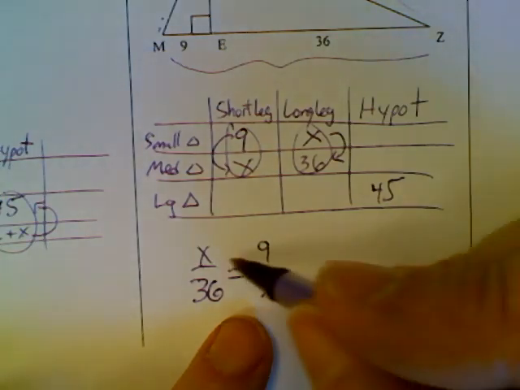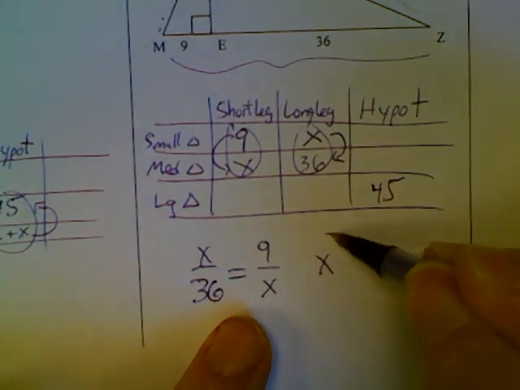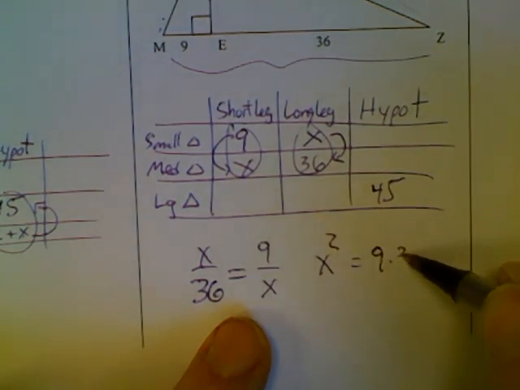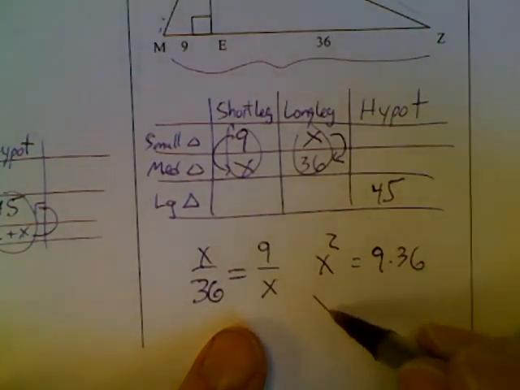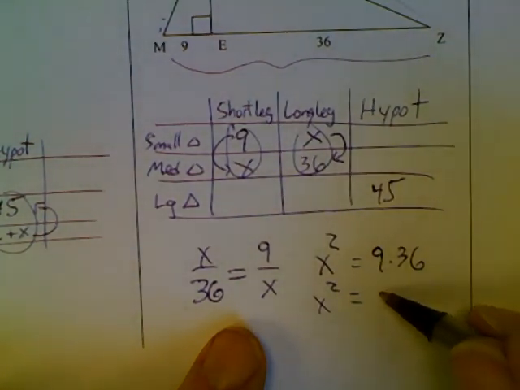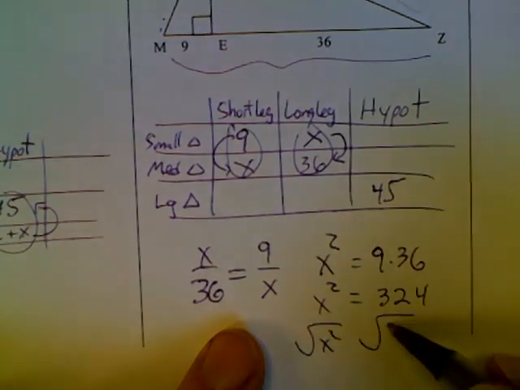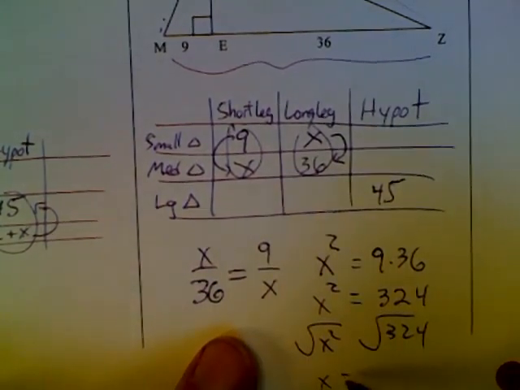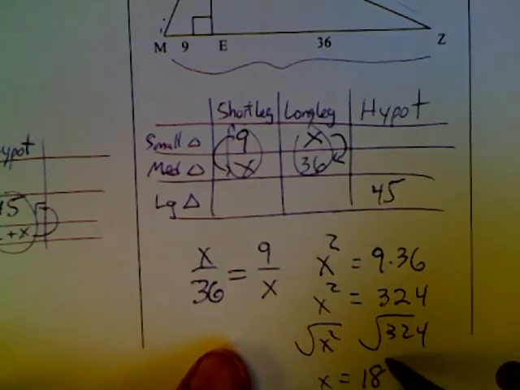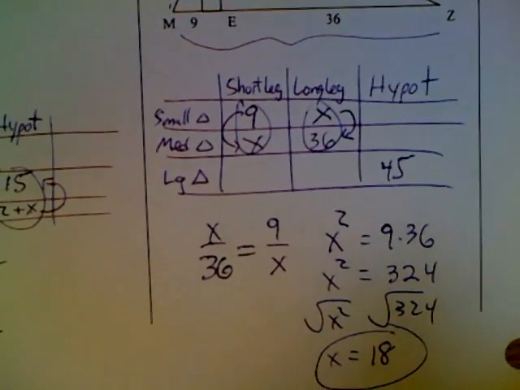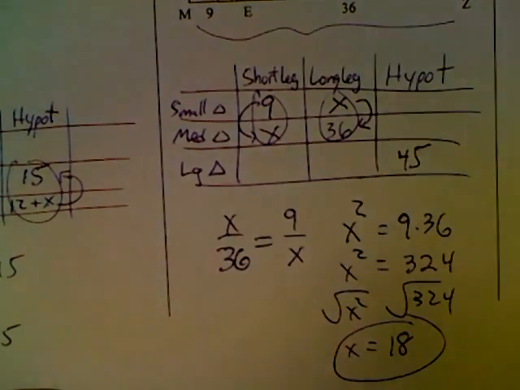When we cross multiply now, x times x is x squared, and we have 9 times 36, which is 324. So now take the square root of both sides to find the value of x. In this case, it turns out to be a nice whole number, 18. That won't always be the case, but it is this time.